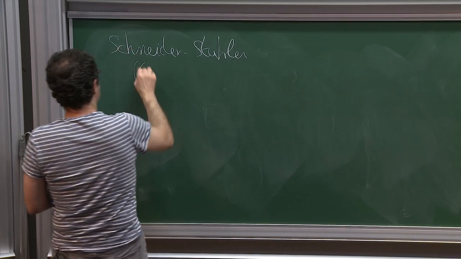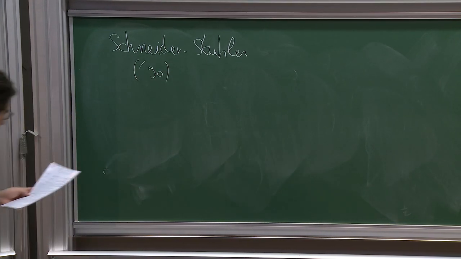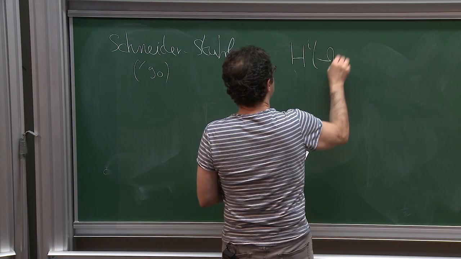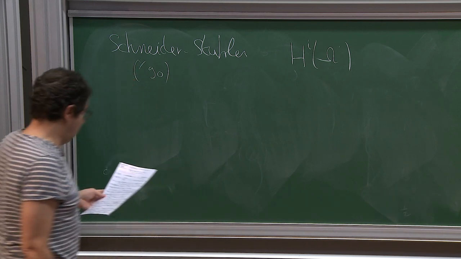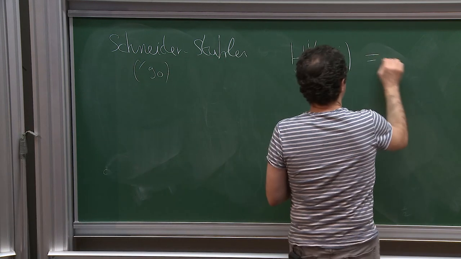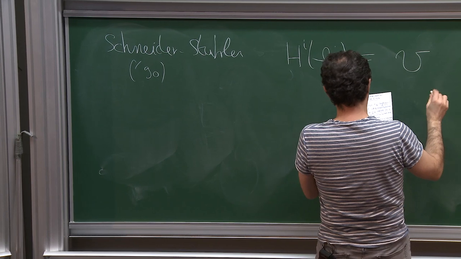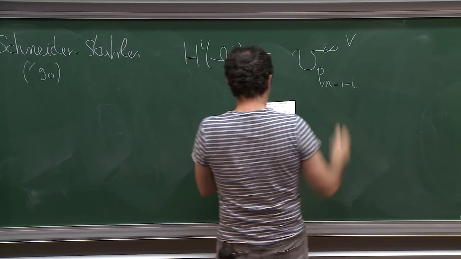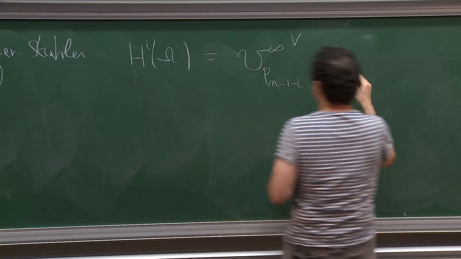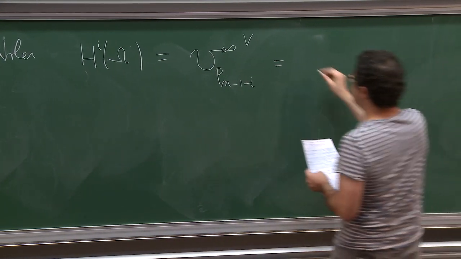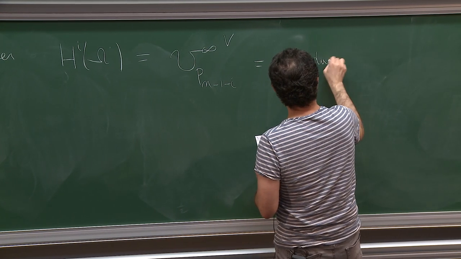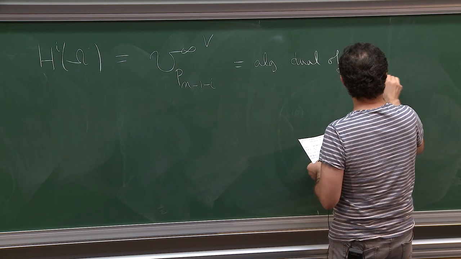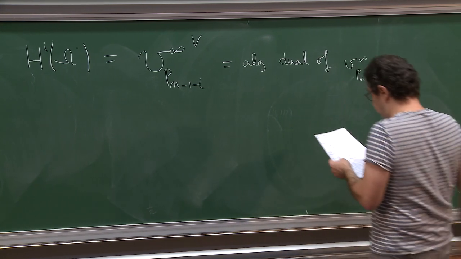I guess it was the early 90s, around that. So they proved that the cohomology of this complex, which is, as I said, the de Rham cohomology of H, is exactly the following. It's V_{n-1-i}^infinity dual, so I'm going to explain everything. This is the algebraic dual of a smooth generalized Steinberg representation, the algebraic dual of V_{P_{n-1-i}}^infinity, which is the following representation.